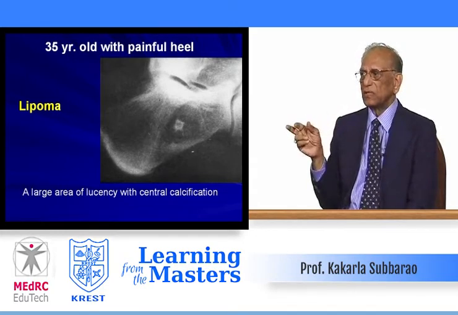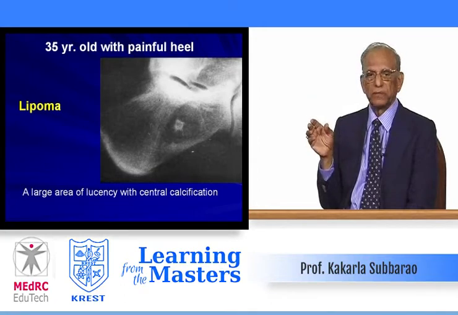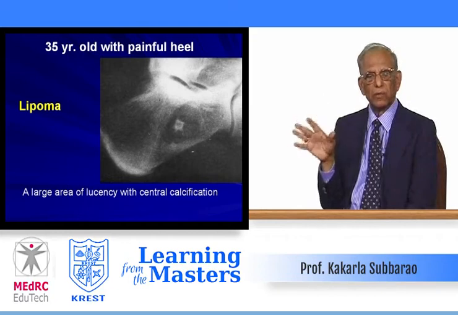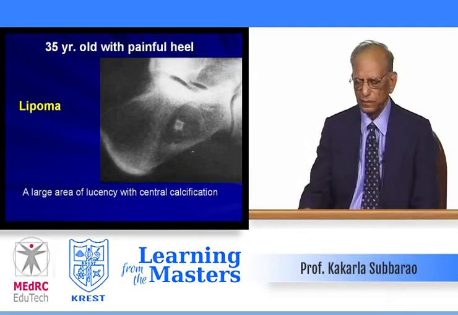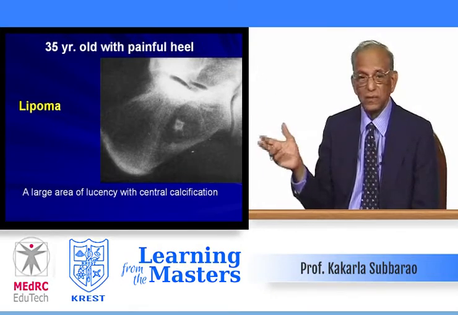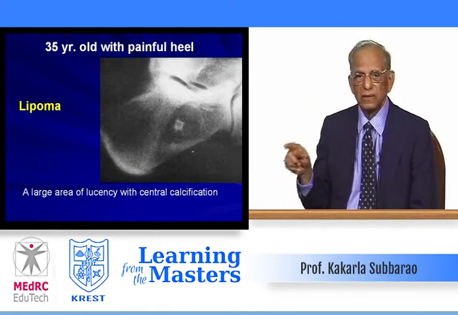A large area of lucency indicates lipomatous tissue, with the central calcification. That is a classical example of a lipoma, particularly in the calcaneum. Most of the lipomatous lesions do calcify because of the fat necrosis. It's not an osteoid osteoma because, why? Although the nidus is too big, there is no sclerotic border.